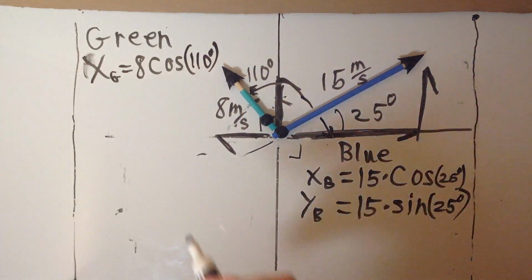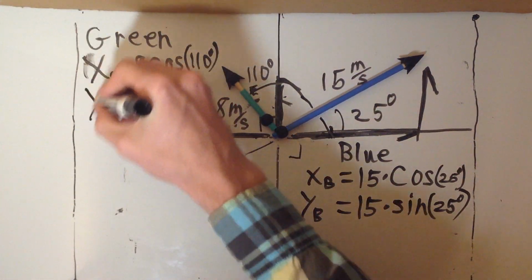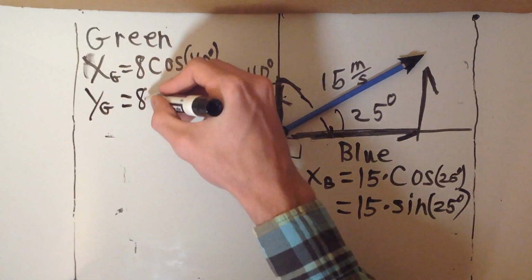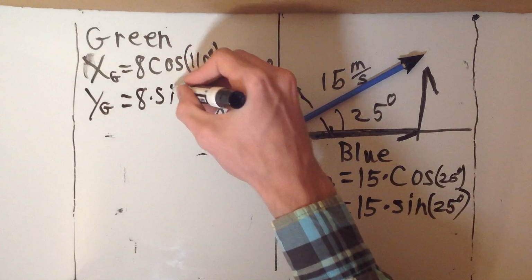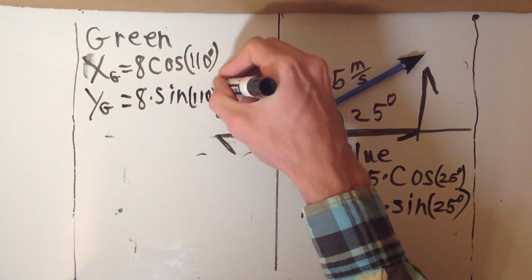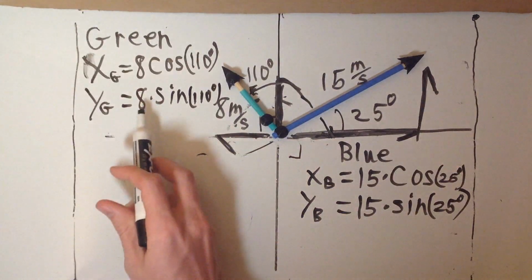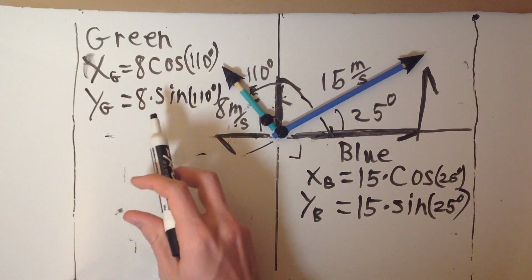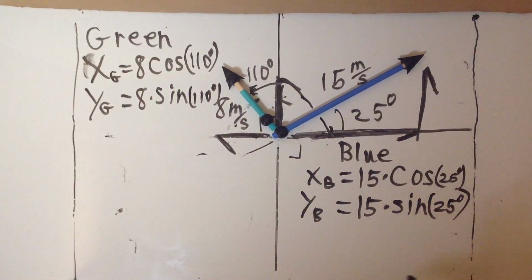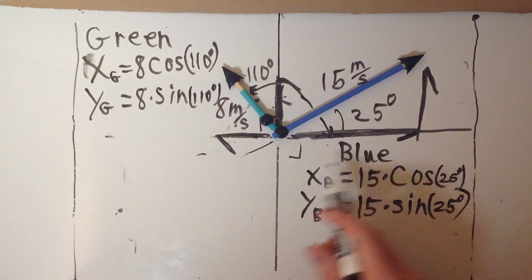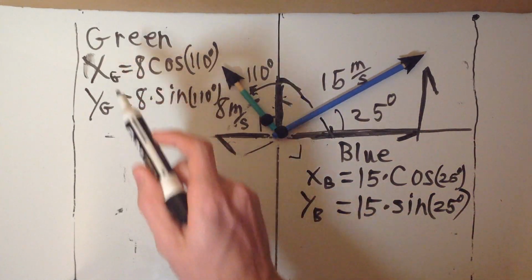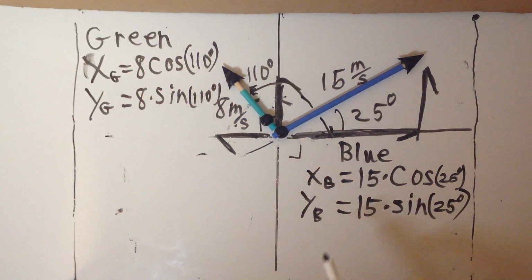And then what we're going to do is find our y of the green. So our y of the green is going to be 8 times sine of 110 degrees. Now remember, this is 8 meters per second. Do not forget to put your units back at the end of this problem. But now we'll have our x components for blue and green, and our y components of green and blue.